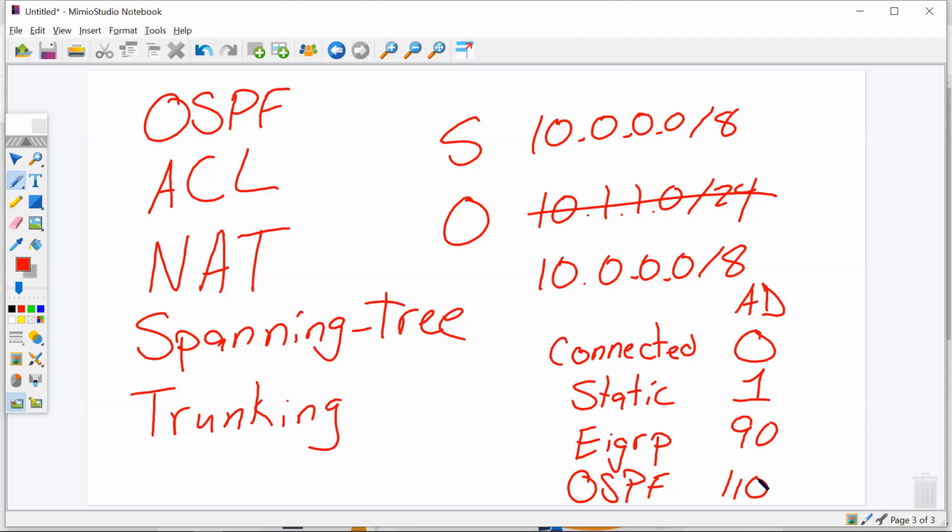Should we try to memorize the port numbers for Telnet and SSH? Well, I'll tell you. Hang on one second. Let me actually find the slide for you here.